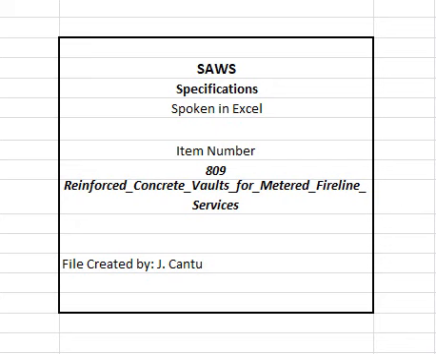P. ASTM C172, Standard Practice for Sampling Freshly Mixed Concrete. Q. ASTM C173, Standard Test Method for Air Content of Freshly Mixed Concrete by the Volumetric Method. R. ASTM C231, Standard Test Method for Air Content of Freshly Mixed Concrete by the Pressure Method.